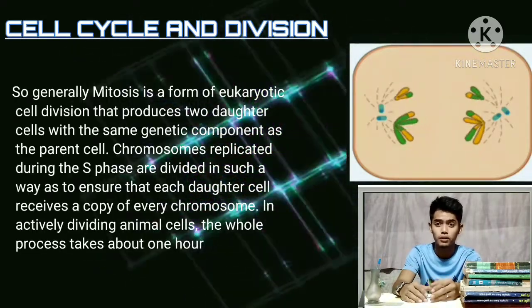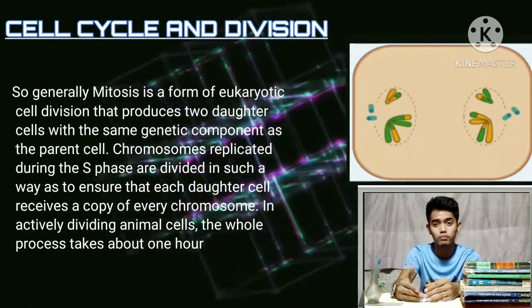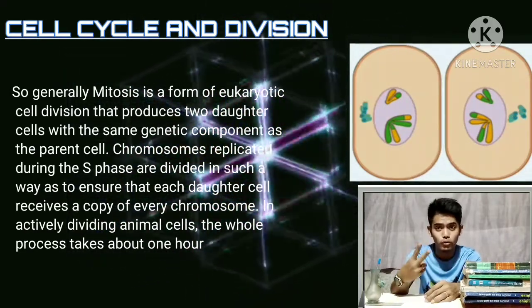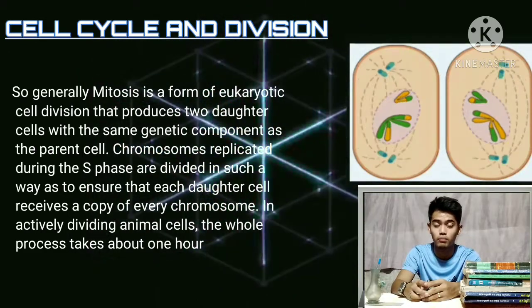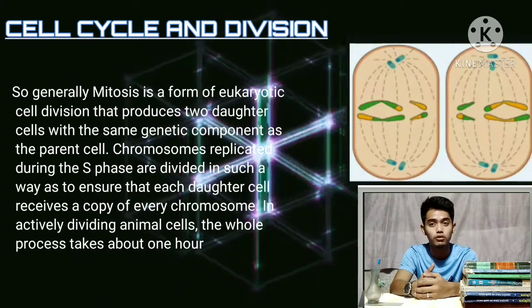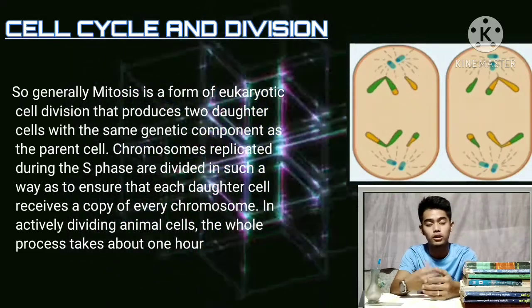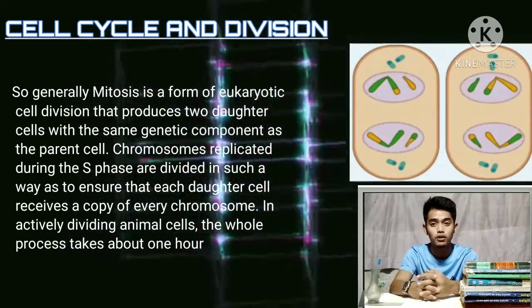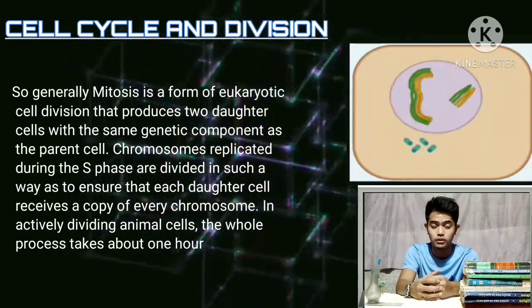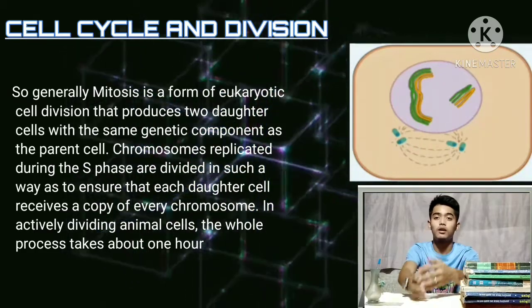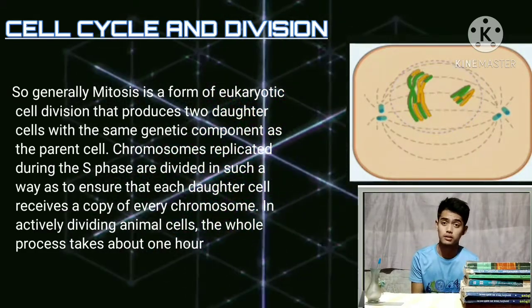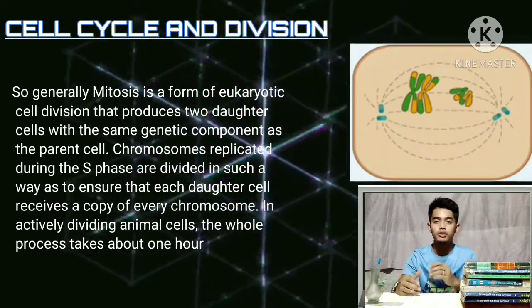So generally, mitosis is a form of eukaryotic cell division that produces two daughter cells with the same genetic component as the parent cell. Chromosomes replicated during the S phase, or the synthesis phase, are divided in such a way as to ensure that each daughter cell receives a copy of every chromosome. In actively dividing animal cells, the whole process takes about 1 hour.